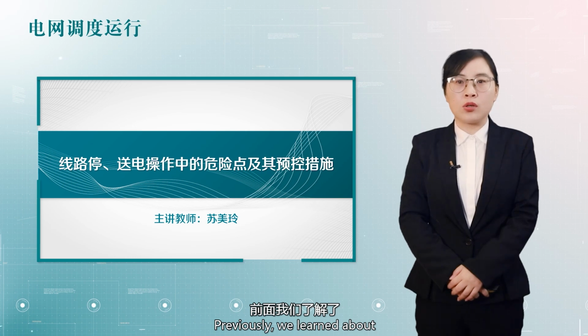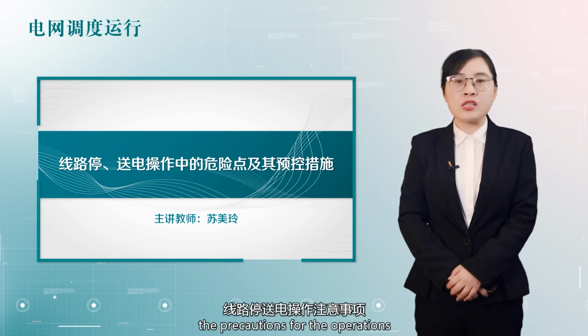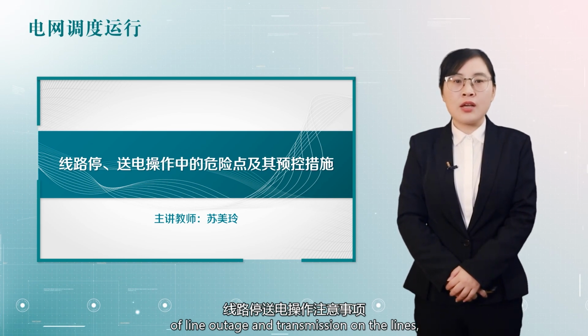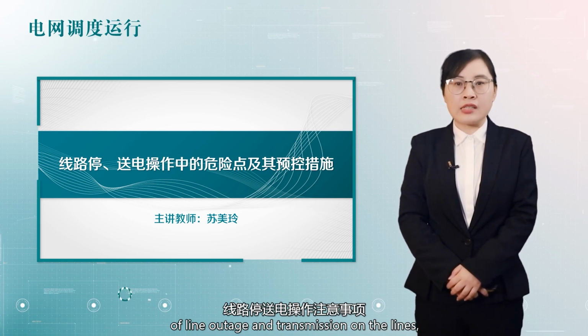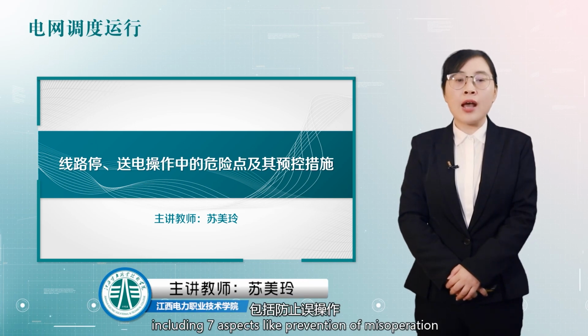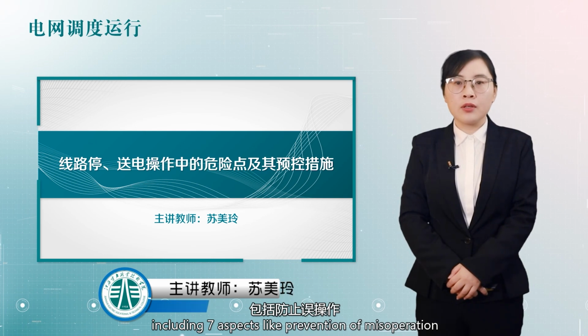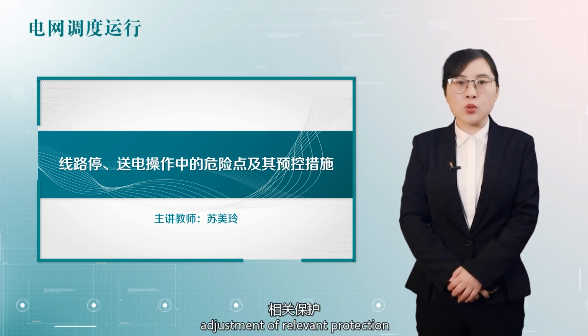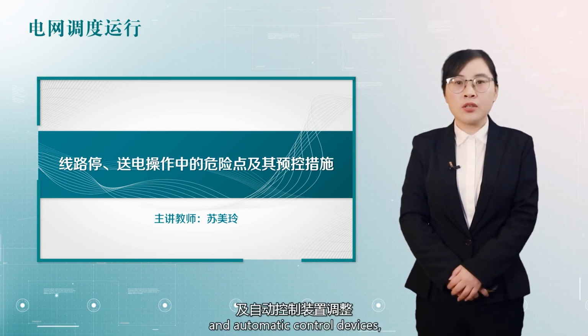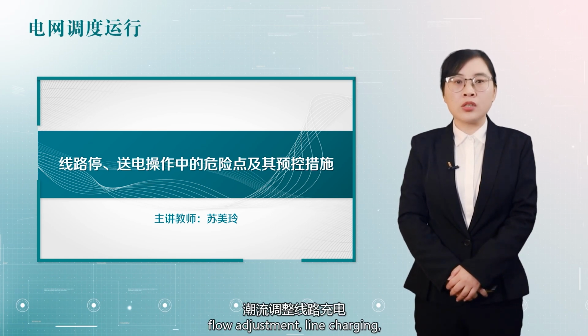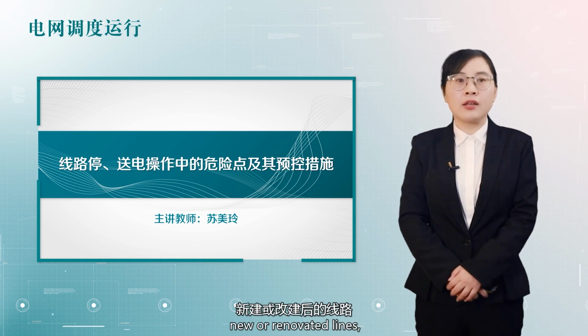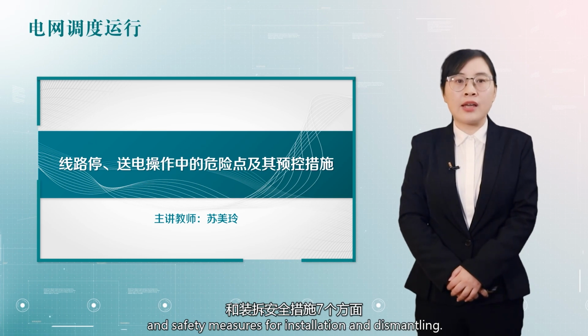Previously, we learned about the precautions for the operations of line outage and transmission on the lines, including 7 aspects like prevention of misoperation, adjustment of relevant protection and automatic control devices, flow adjustment, light charging, new or renovated lines, and safety measures for installation and dismantling.